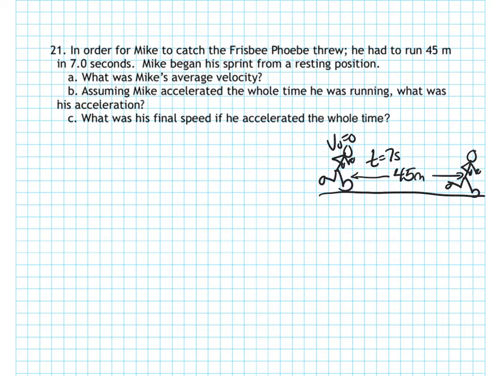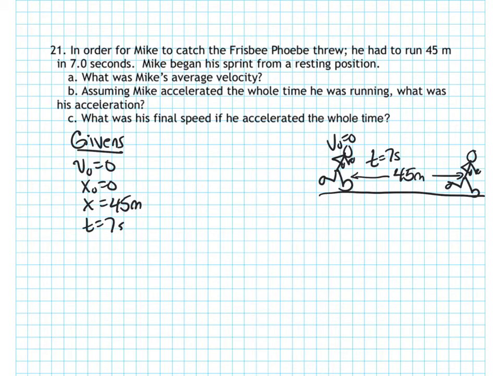All right, now let's list the givens. Here are the givens. V naught is equal to 0. Let's see, he starts at a position of 0, and then he runs 45 meters. So delta x and x are the same, and the time is 7 seconds.